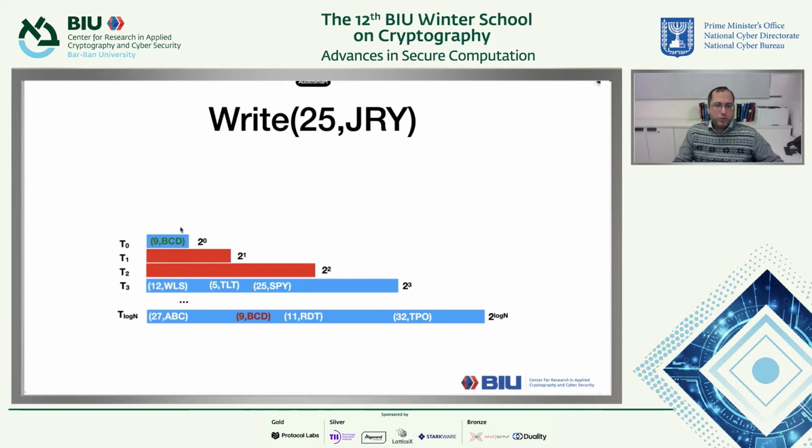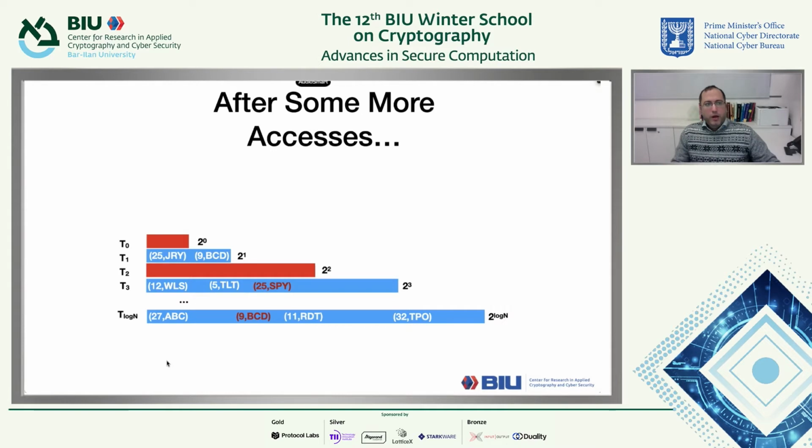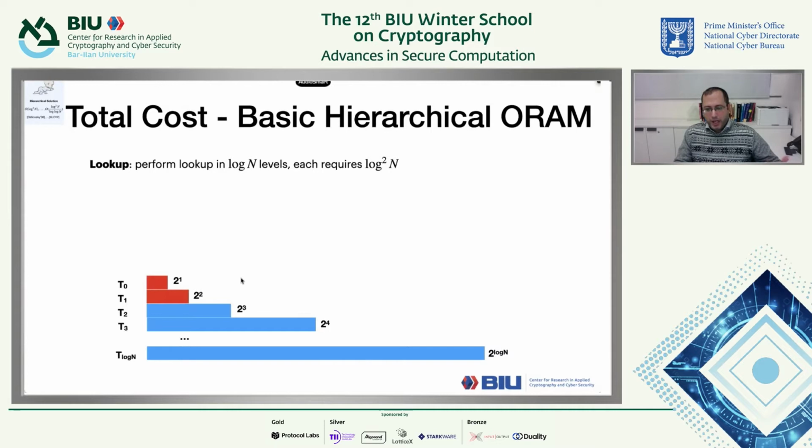So I'm going to access each one of the non-empty tables again. I'm going to look up 25 over here, look up 25 here, and here I'm going to find 25, and I'm going to mark it as consumed. Then I'm going to do dummy lookups in the remaining tables, and write back to this one. However, this is full, I cannot do it, so I'm going to rebuild level T1 from the new element and from T0. After some more accesses, this one is going to be full, and then I will have to build this one from, I'm going to write this level and so on.